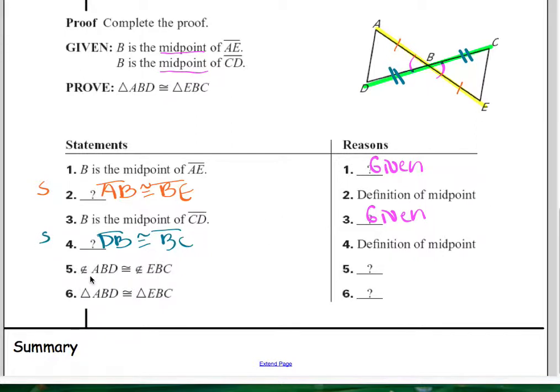Number 5 says angle ABD congruent to angle EBC. Well, let's locate those and see what they're talking about. ABD, like connect the dots.